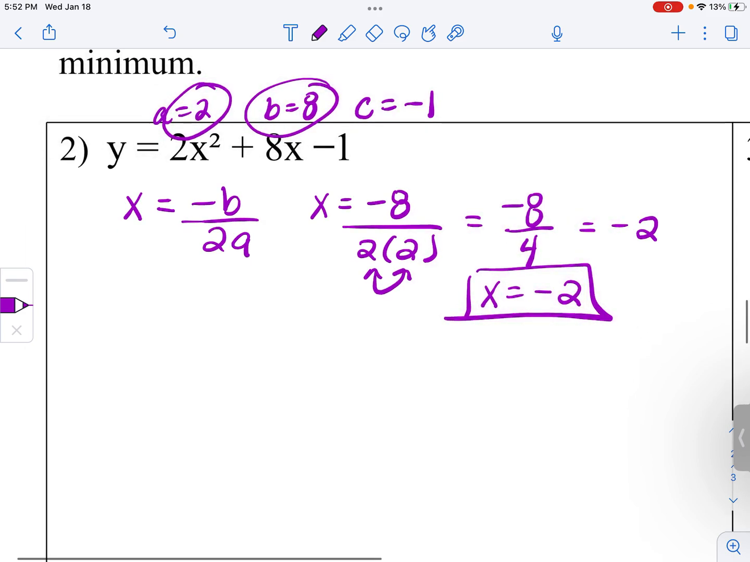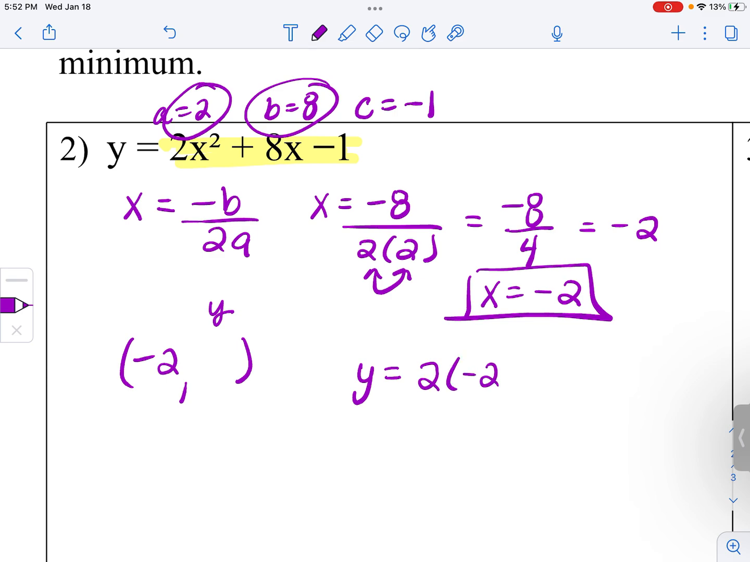Now that we have our axis of symmetry, we can use it to find our vertex. We already know that x is now negative 2, so now we need y. Go back to the original equation and plug in your new x value. I'm sorry, I'm losing my voice a little bit, guys, so I'm going to just kind of do it without talking too much.